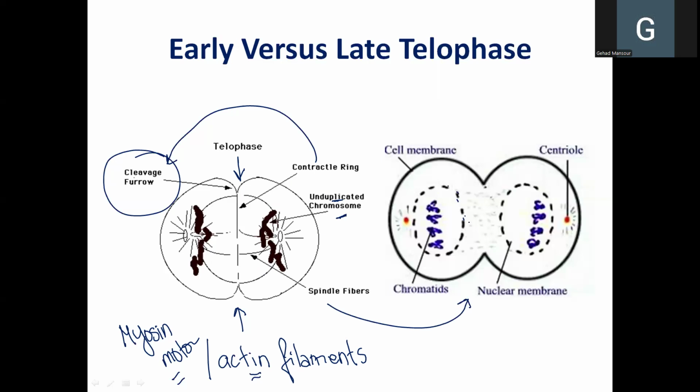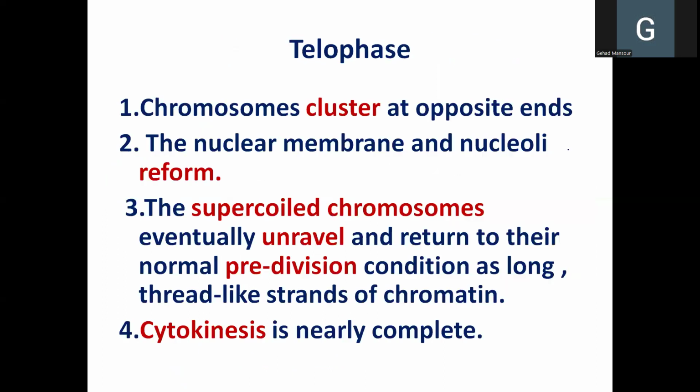So if this is late telophase, then what you see here is not a nuclear envelope that is undergoing degeneration, but on the contrary, it is a nuclear envelope that is trying to reform and regenerate. As you can see, the astral fibers return, the spindle fibers become shorter again, and at the end of the day, they will not be visible. So in telophase, the chromosomes will cluster at opposite ends, the nuclear membrane and the nuclei reform. Of course, we are talking here about late telophase.